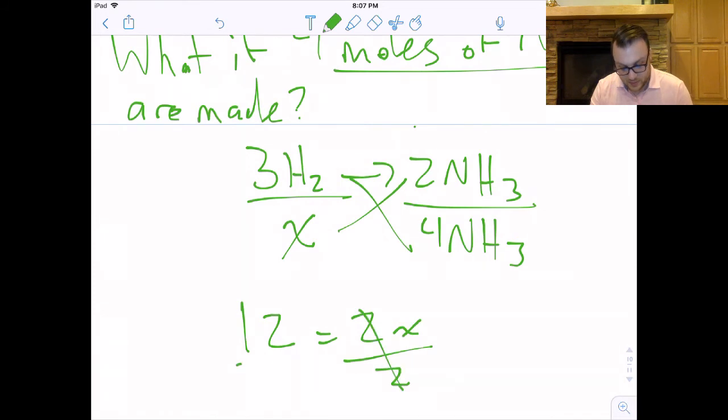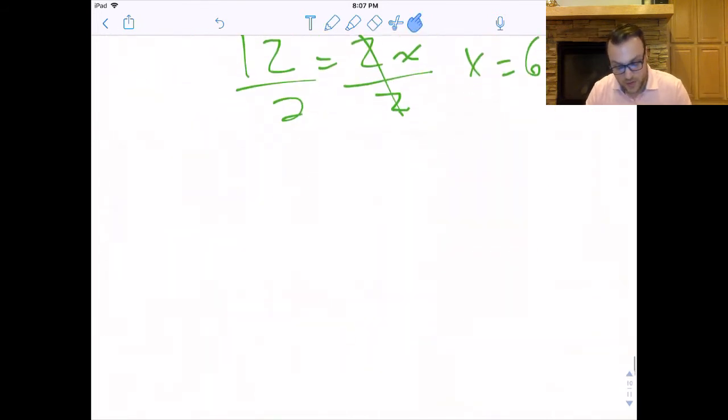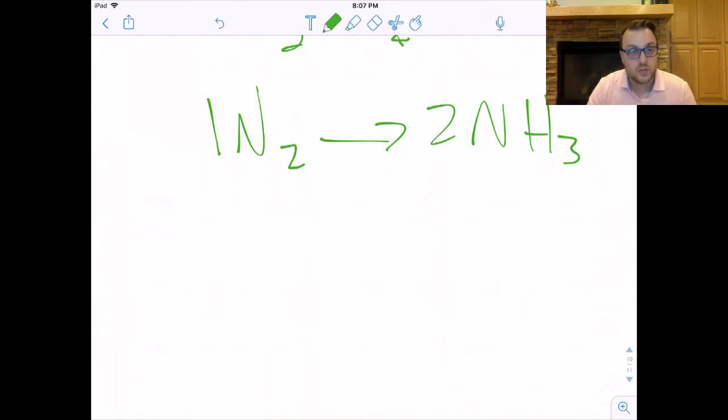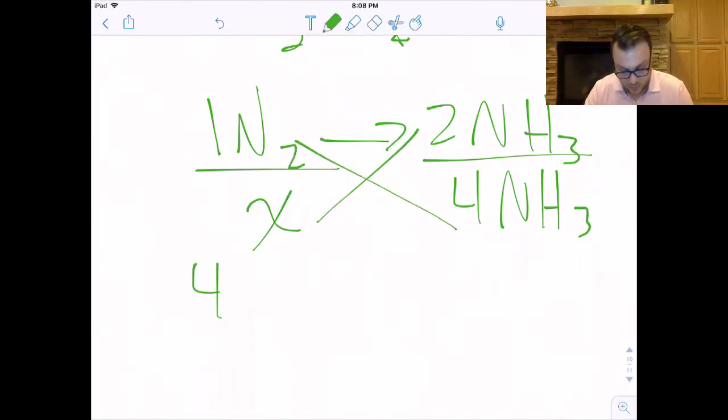The same way to solve this is also true for N2. In my balanced equation, 1 mole of N2 produced 2 moles of NH3. If 4 moles were produced in your chemical reaction, how much N2 must have reacted? Cross multiply and divide. 4 equals 2x. Divide by 2, and x would be 2 moles of N2.